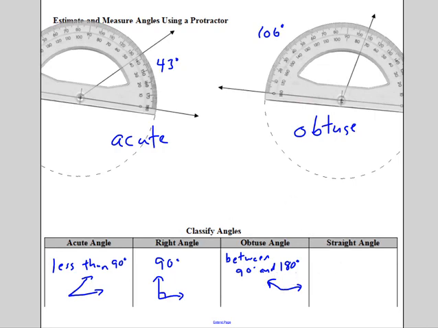So what's a straight angle then? What's left? Less than 90 is acute, 90 is right, between 90 and 180 is obtuse. A straight angle is 180 degrees. It's a line. So lines are actually angles. You can put a vertex in here. It's just 180 degrees, so it's a straight angle, the same thing as a line. Very good. Awesome.